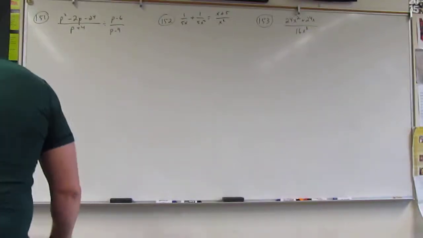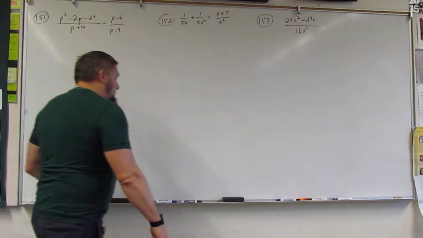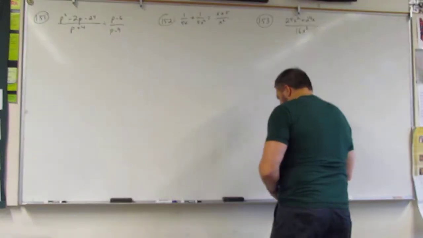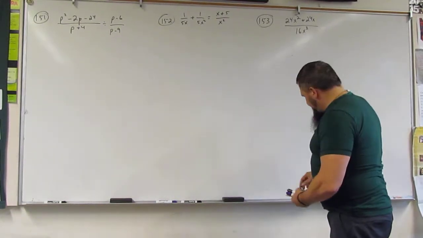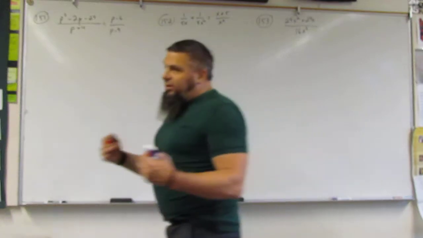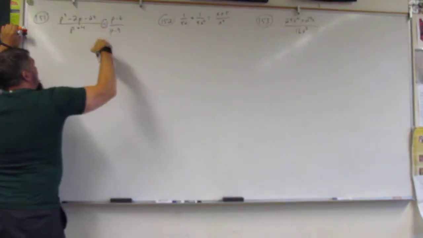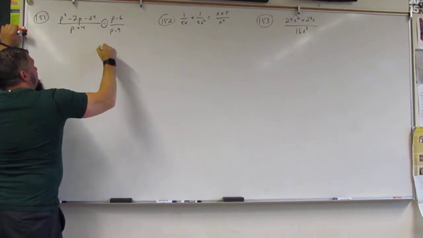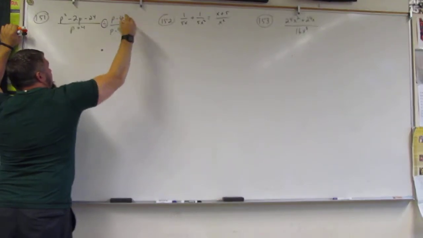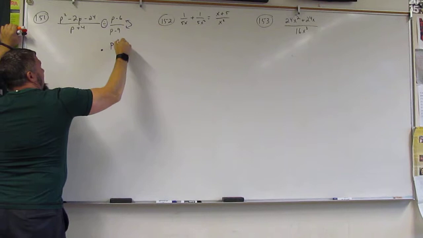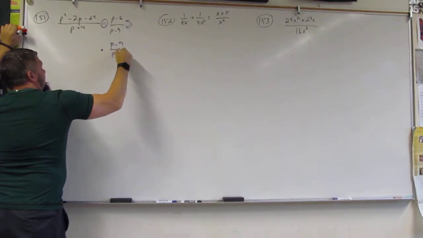Alright, these three have a lot of factoring. Okay? The first thing we need to look at is this division can be changed to times just by flipping these. Okay? So I got P minus 9 over P minus 6.